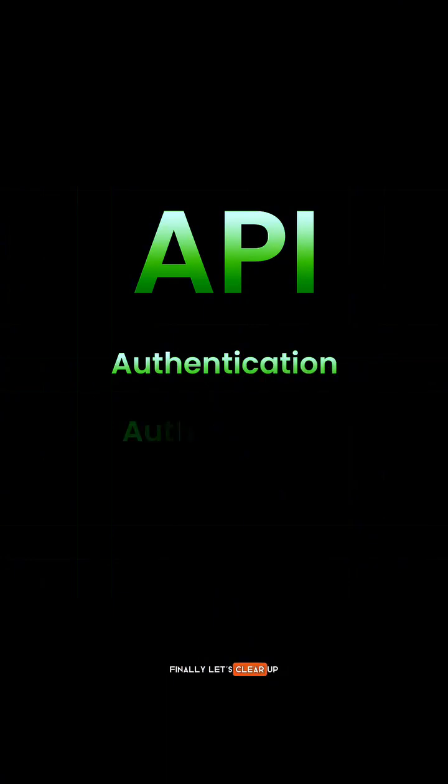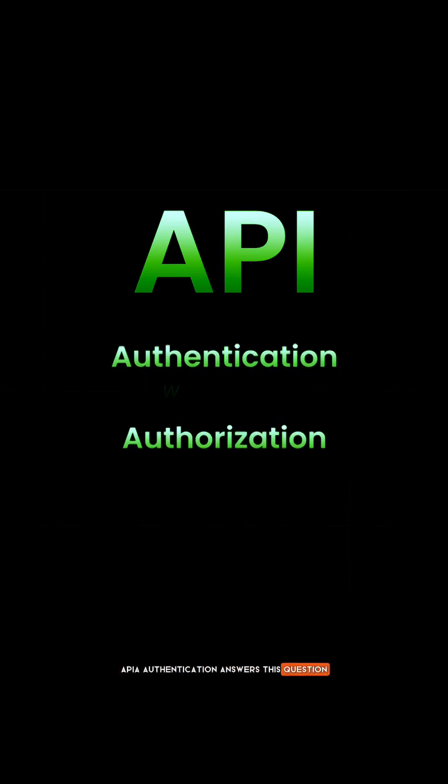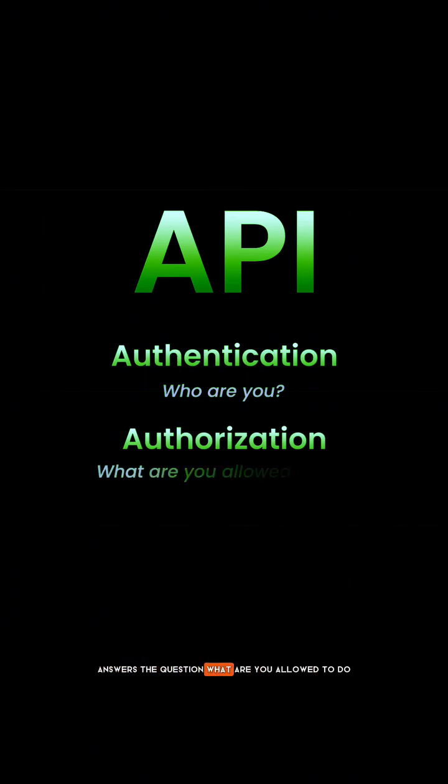Finally, let's clear up some common confusion between authentication and authorization. API authentication answers this question: who are you? It is about verifying the identity of the client or user trying to access the API. API authorization, on the other hand, answers the question: what are you allowed to do? It's about determining what permissions the authenticated user has. To put it simply, authentication verifies your identity and authorization verifies what you are allowed to do once you're authenticated.